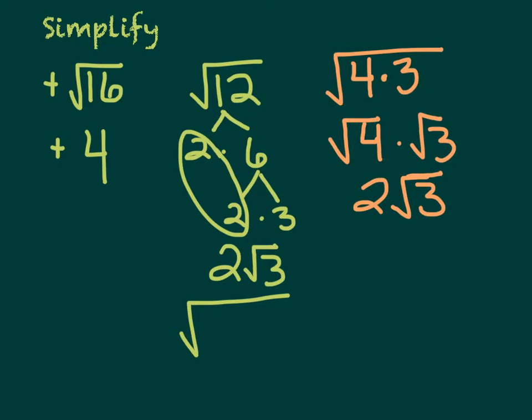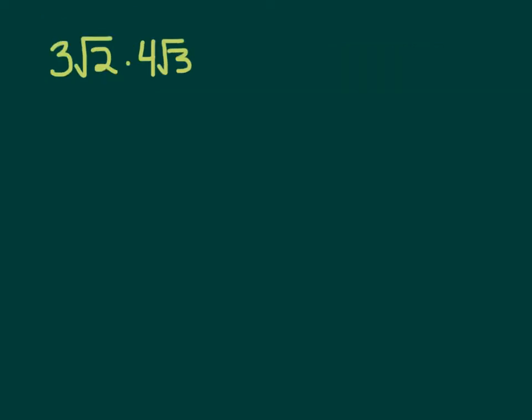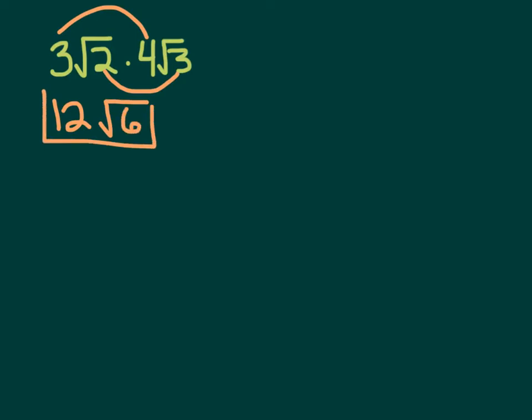All right, let's do another one. Let's simplify 3 root 2 times 4 root 3. When you have two mixed parts like this, we're going to multiply the 3 and the 4 together and get 12. And we're going to multiply the square root of 2 and the square root of 3 together and get the square root of 6. So when you're multiplying mixed radicals like that, put the whole numbers together, put the radicals together.